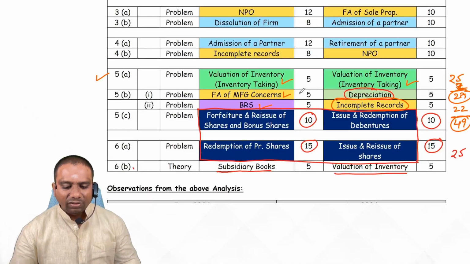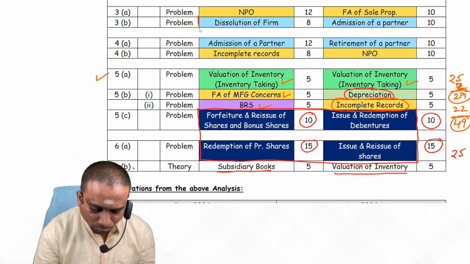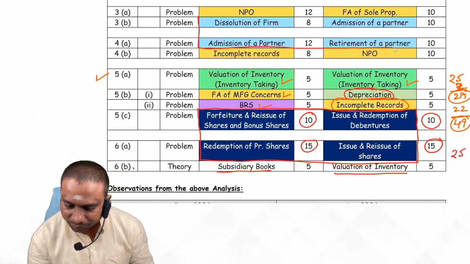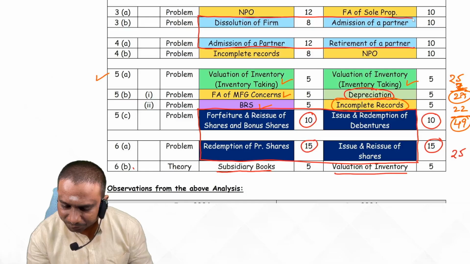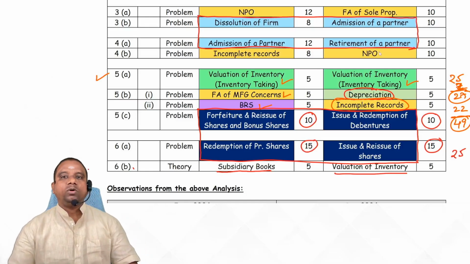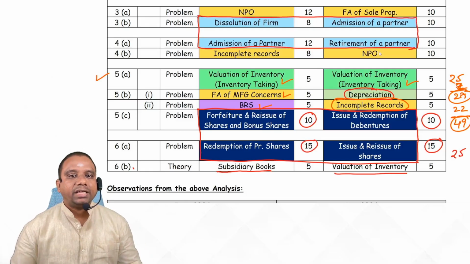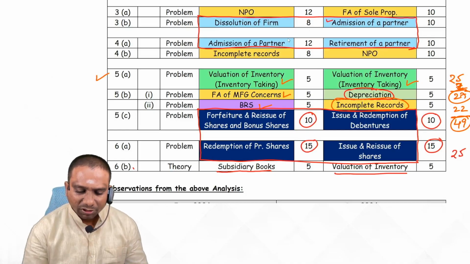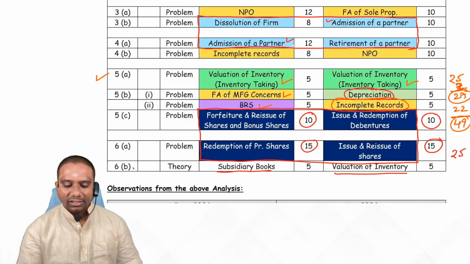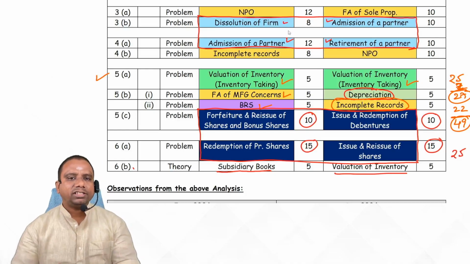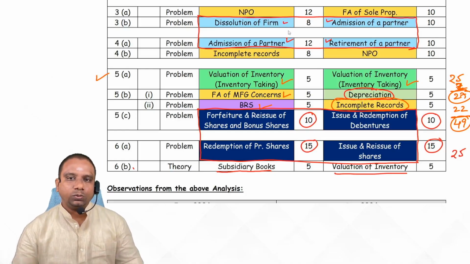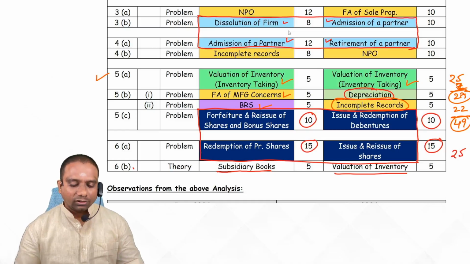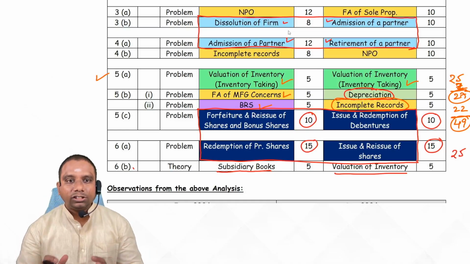observe here, they are giving 3B, 4A. 3B, 4A they are giving. Either admission, retirement, death or dissolution. In the previous two attempts, they have given admission, retirement, dissolution. This time we are expecting dissolution and death, students. Dissolution and death.